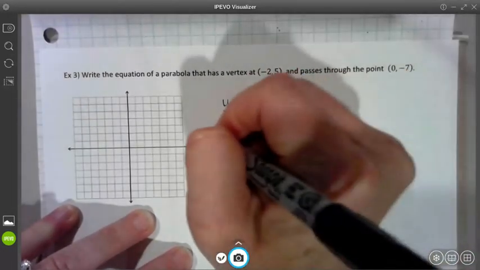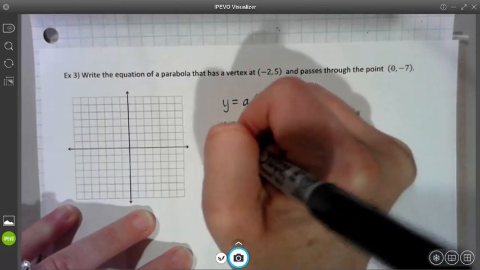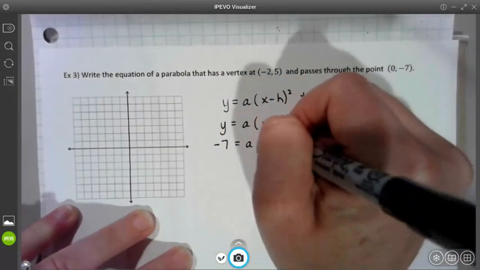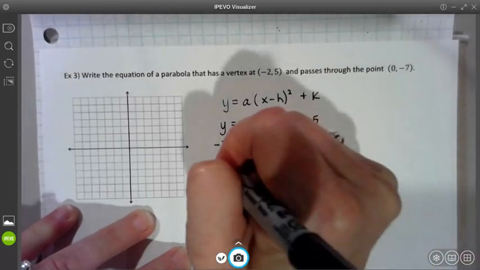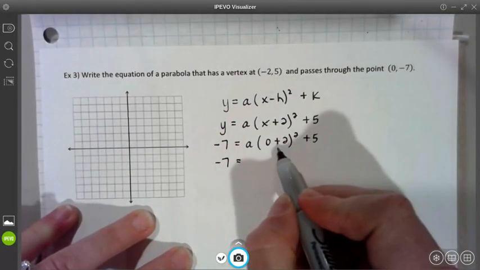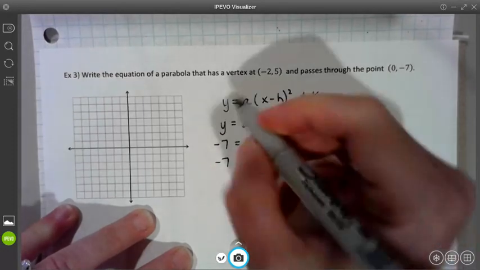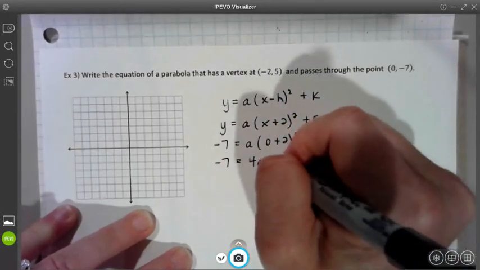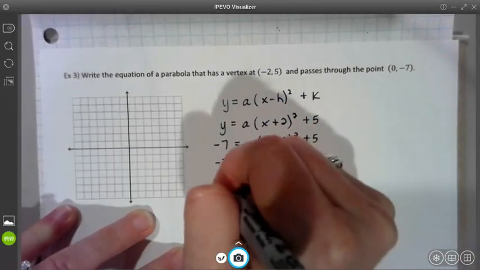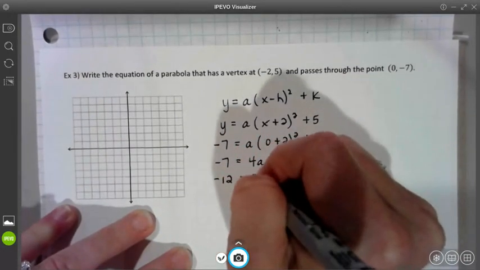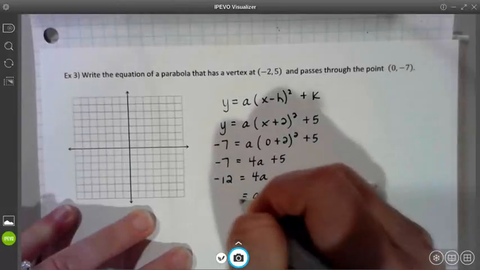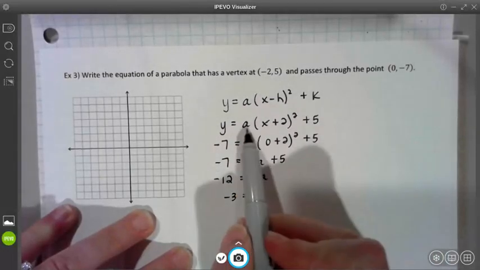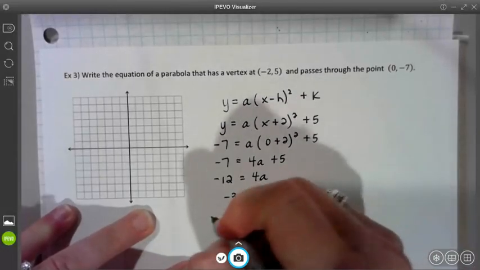Okay, so we're going to plug -7 in for y equals a times 0 goes in for x, and then we'll solve this for a. So it'll be -7 equals, that's 2 squared is 4 times a is 4a plus 5. We'll minus 5 to the other side, get -12 equals 4a, divide both sides by 4, and a equals -3. So then you just pop that right in there and you have your equation.